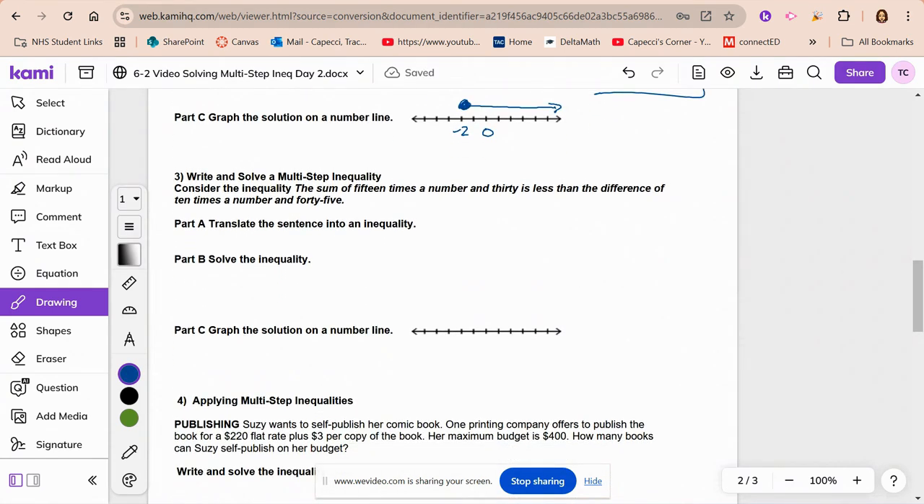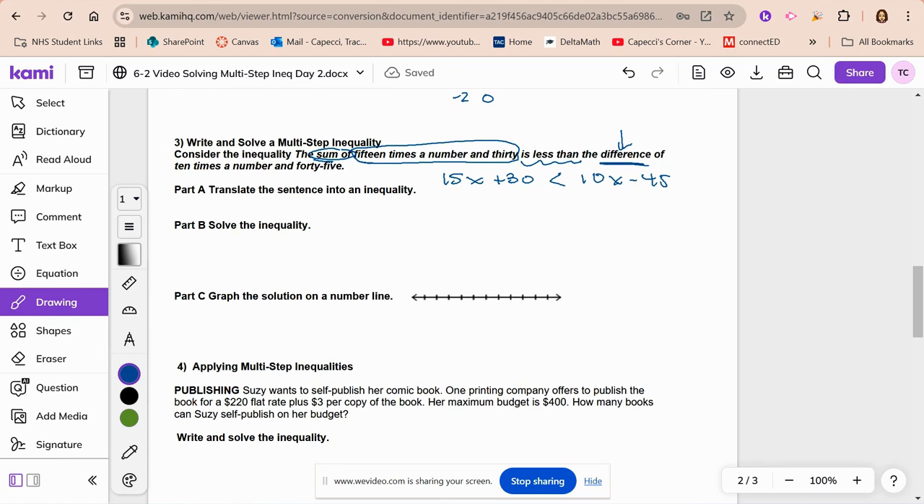Okay, the next one says the sum of 15 times the number and 30. So we know we're going to add it because it says the word sum. So we have 15 times the number and 30 is less than the difference of 10 times a number and 45. So we know we're subtracting there, not adding, because it says the word difference.